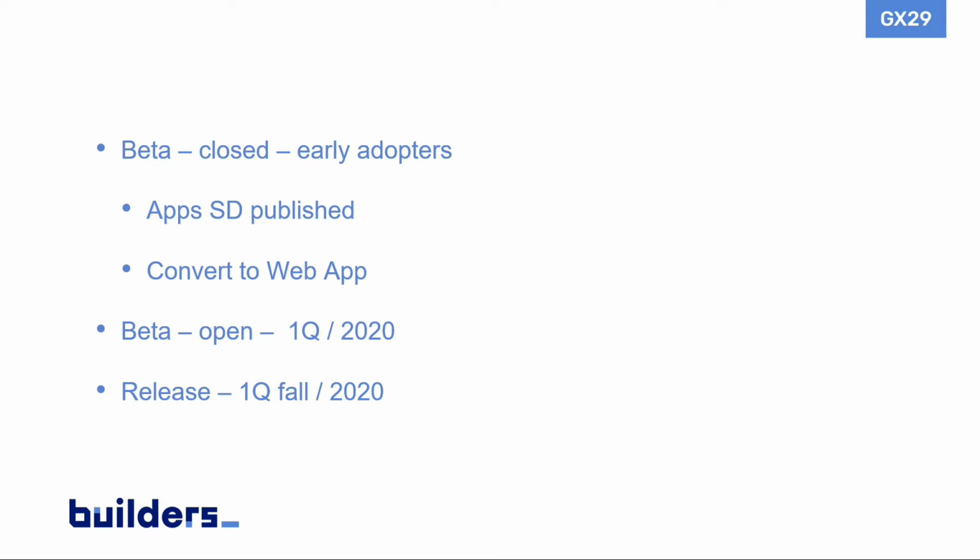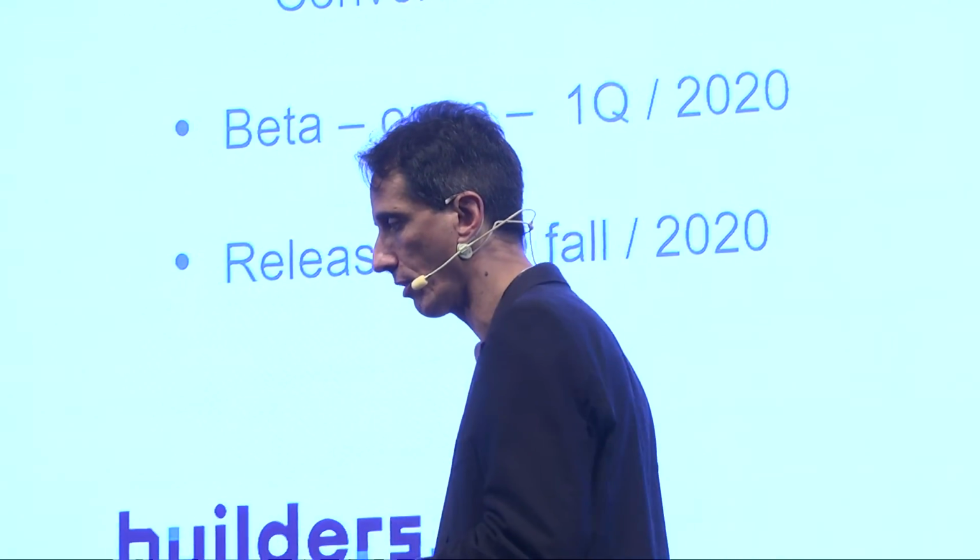What is our roadmap with these generators? Firstly, in this event, we are launching a closed beta. We're going to select a batch of applications to work with Angular. We are looking for applications that are already in the store, and the purpose will be to convert them. Then we are going to have an open beta that we intend to launch in the first quarter of 2020, and the release will be by the fall 2020.